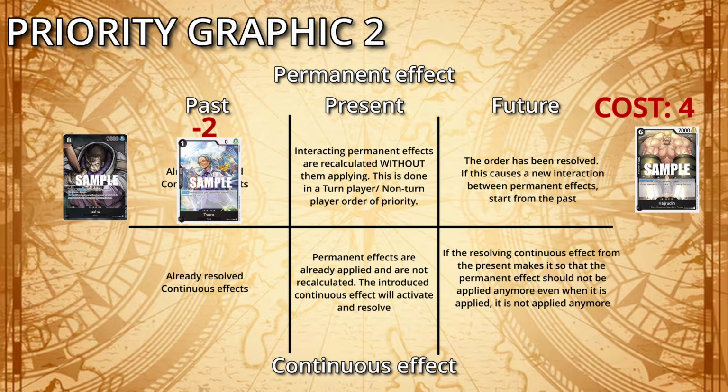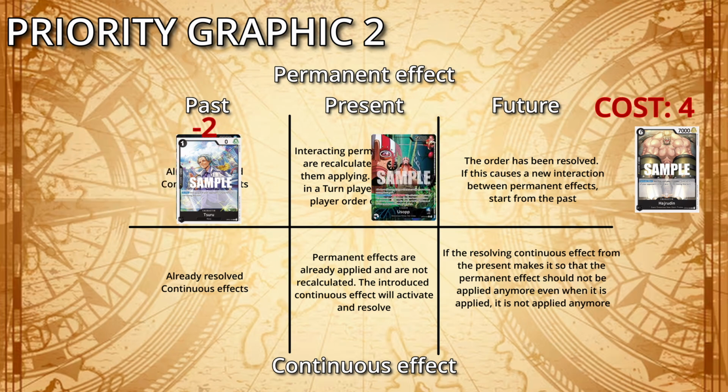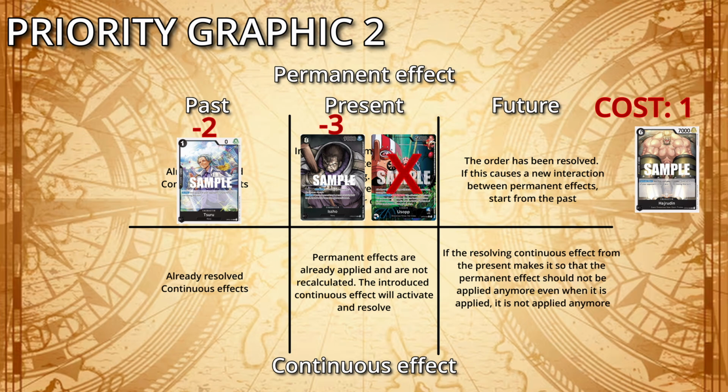Then we go to the present. Here a recalculation happens, as Isho's -cost ability interacts with that cost buff of Usopp. Neither are seen as applied yet, but will resolve in order of turn player, non-turn player. So we have the base 6-cost character, which is reduced to 4 by Tsuru, after which Isho will apply and further reduce it to 1-cost. Now Usopp checks applicability and sees a 1-cost, so he will not apply.